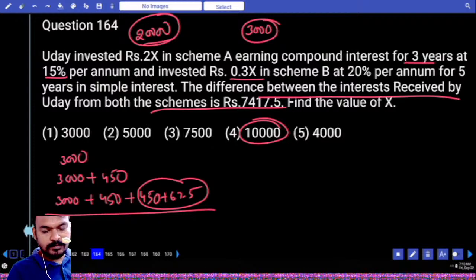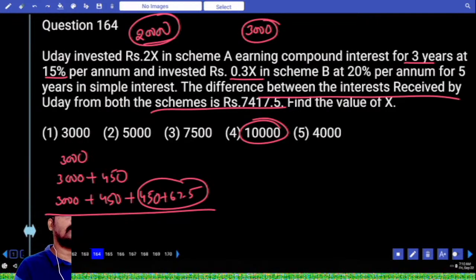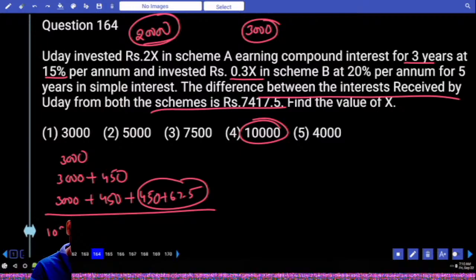9,000, 450, 450, 450, 1350. Total it is 10350 plus 67.5. Total it is how much? 10417.5. It is the first case interest.